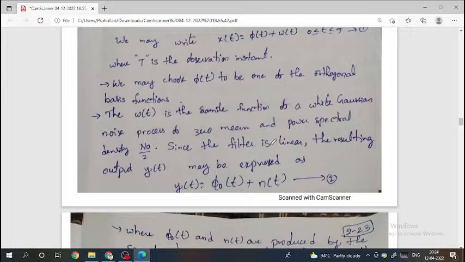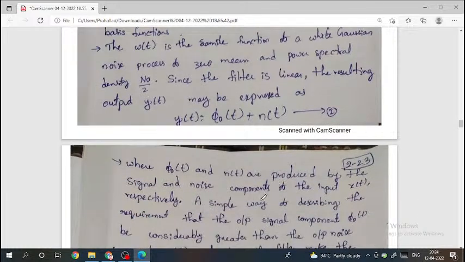Since the filter is linear, the resulting output y of t is expressed as y of t equals pi naught of t plus n of t, where pi naught of t is the output produced by the signal, because the signal is pi of t, and n of t is the noise component of the input x of t.